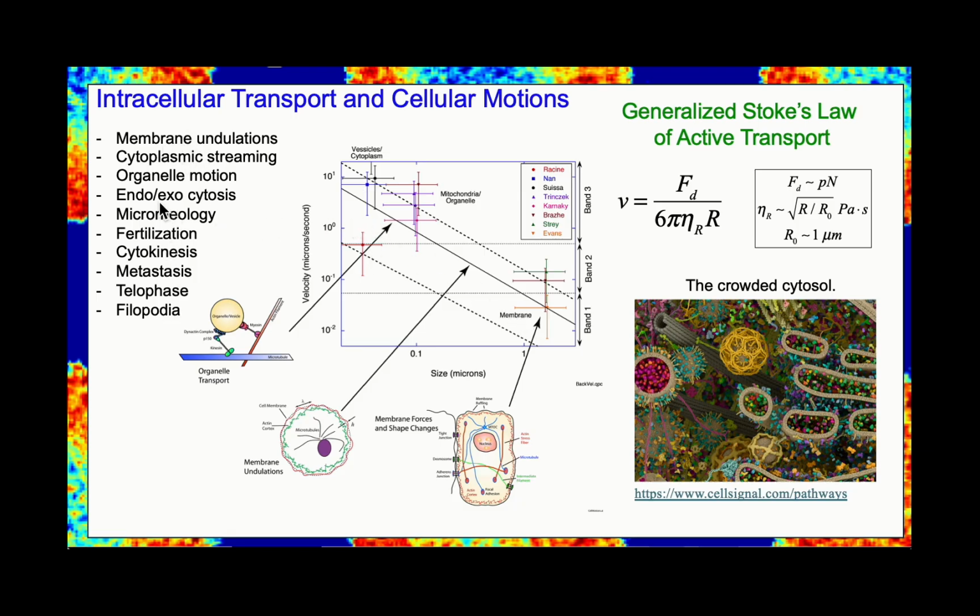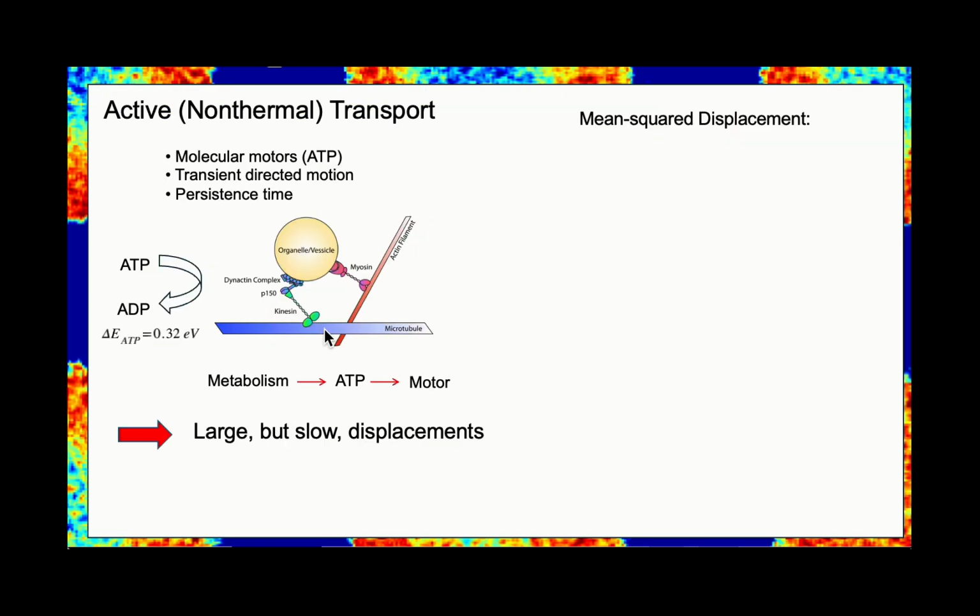But these are lots of different active processes that are going on inside the cell. But what I really want you to focus on is this velocity scale. So tens of microns per second at the highest speed, down to tens of nanometers per second for the slowest speeds. All right, so everything going on inside the cell is active non-thermal transport. Now, it may be a random walk, but it's not thermal.